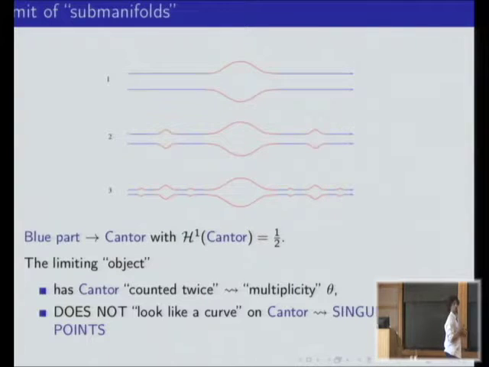So what are you assuming about the red parts? This is any, actually, fix once and for all the first red part. Yeah. And every time you remove an interval, you rescale that part to fit it here, so that you get a smooth curve at every step.